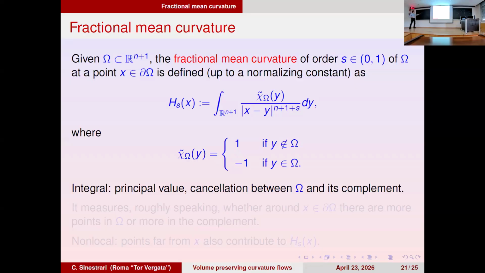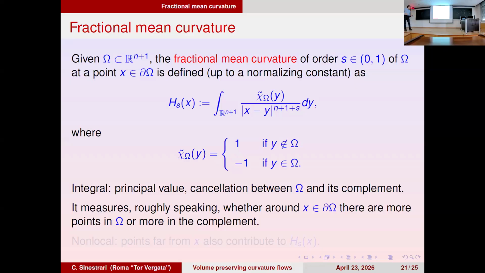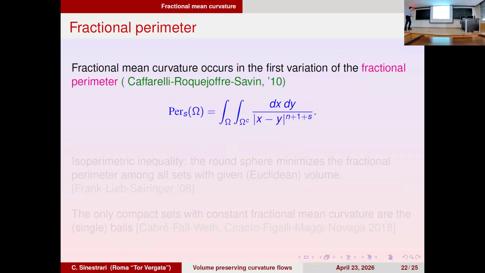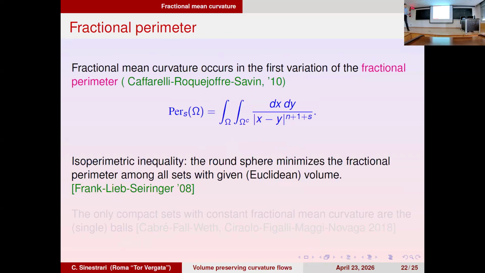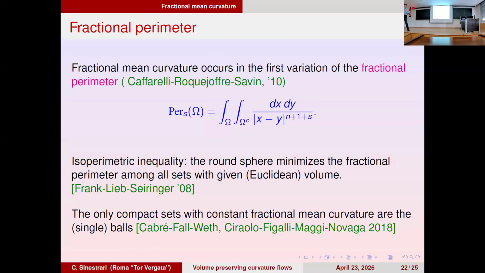And also that in the picture I've drawn, the complement wins. On the complement, we have a positive sign, so this gives a positive curvature. I mean, at least the contribution here is positive. Then you have the contribution of all the rest, which can have a different sign. And so let me go very quickly. This has an interpretation, as in the classical case, as first variation of a suitable non-local perimeter introduced by these authors. There are also parametric inequalities, characterization of CMC surfaces.